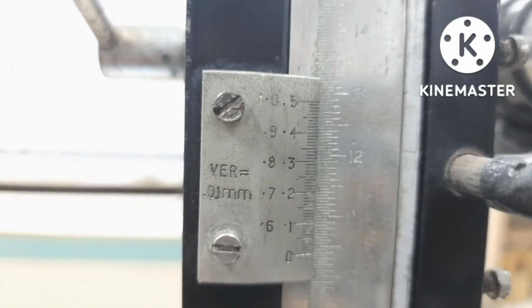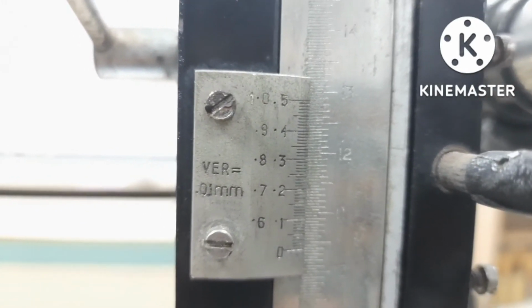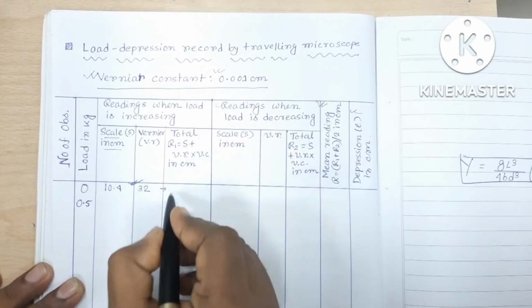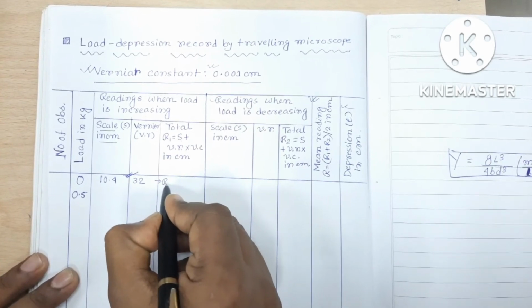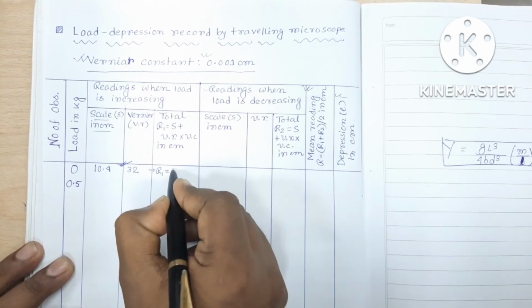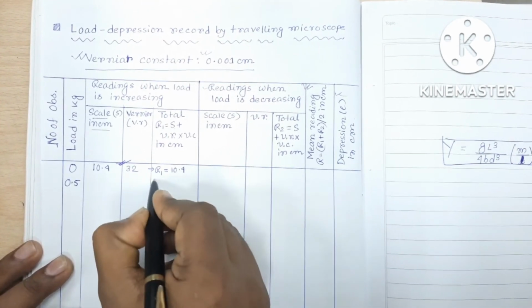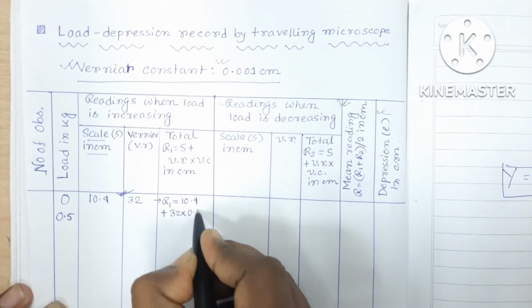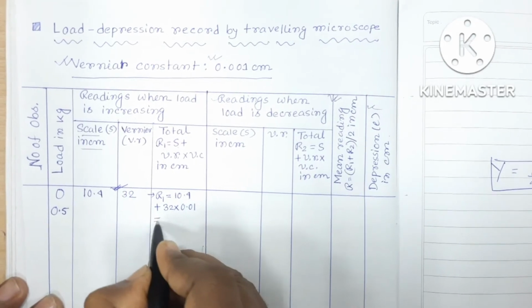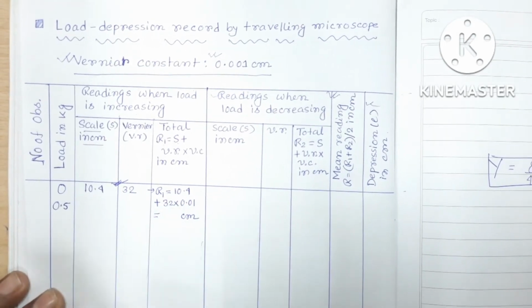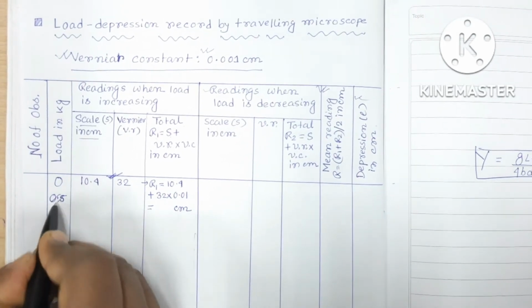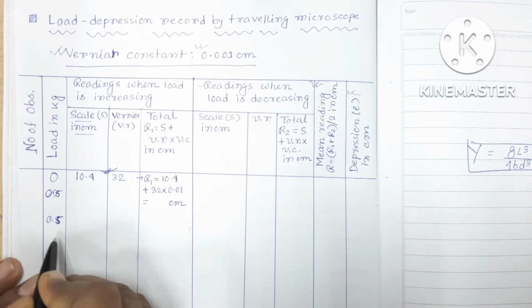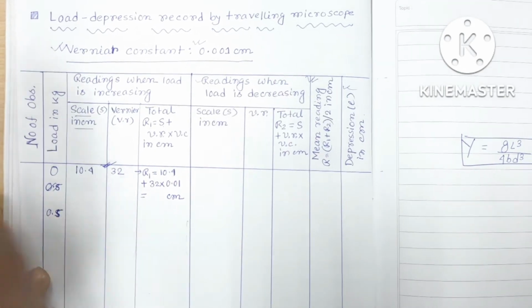So now I will put that data in the table. What we have found out is the vernier reading is 32. So what is the total reading now? Total reading R1 is equal to S, which means 10.4, plus vernier reading 32 times vernier constant 0.01, and you will get the result in centimeter. Similarly, we will move to the 0.5 kg load and try to measure the deflection. So let's move to the experimental setup.